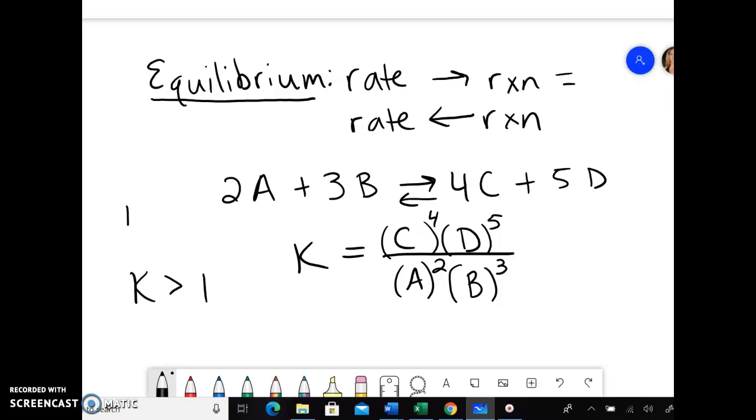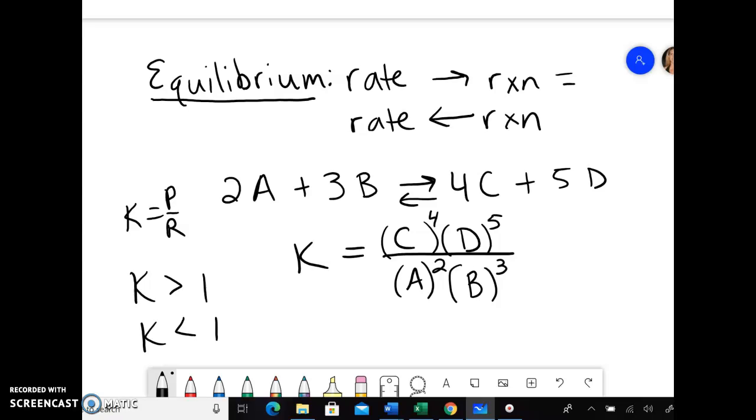Because if K is greater than 1, remember K is products over reactants, then it tells you something about this fraction. It tells you that the products are bigger than the reactants. If K is less than 1, then that tells you the bottom of the fraction is bigger. So once we reach equilibrium, we can say that we have more reactants or more of the products. We say it lies on the side of the reactants.